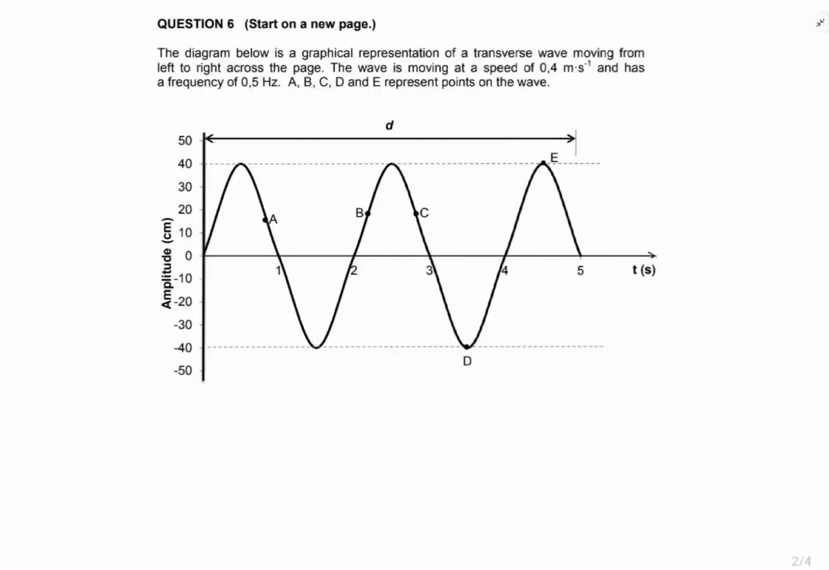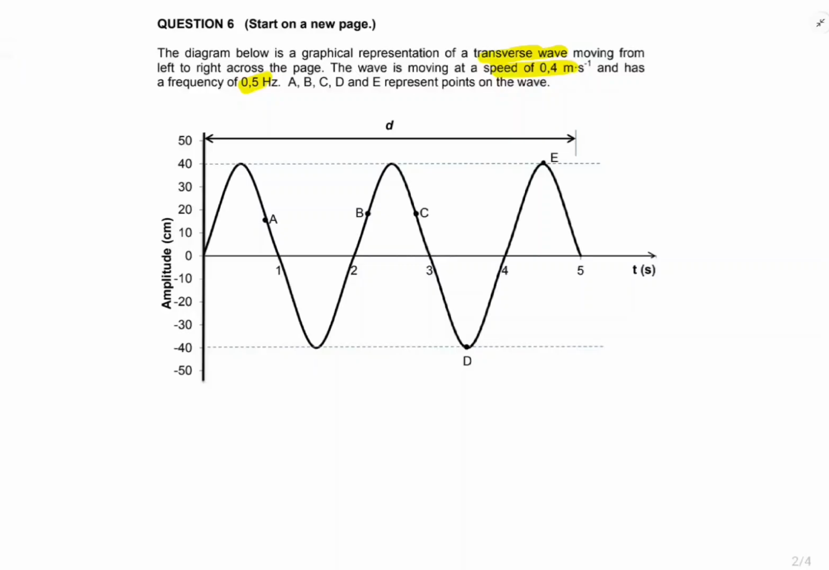Grade 10s. Today we're going to look at one of the typical problems that you will encounter in your tests and examinations. So let's jump straight into it. We are given a transverse wave moving across the page from left to right, and this wave has a speed of 0.4 meters per second and a frequency of 0.5 hertz.